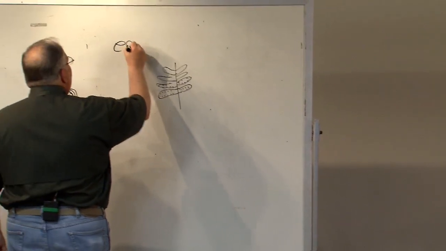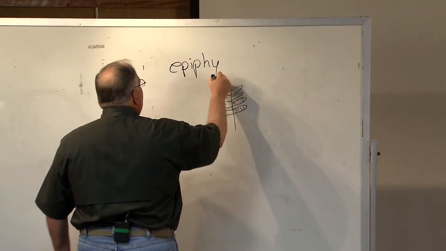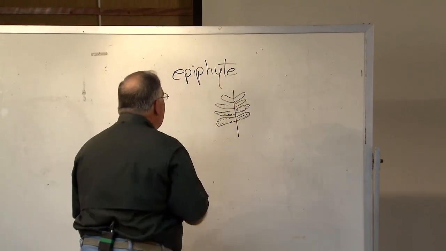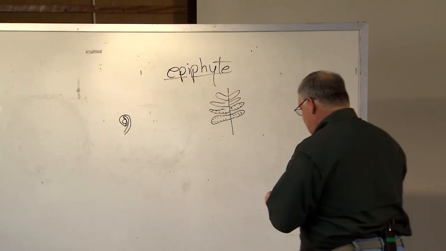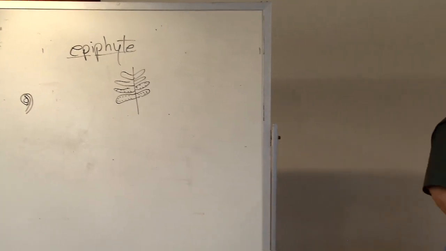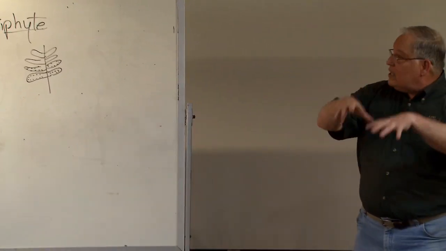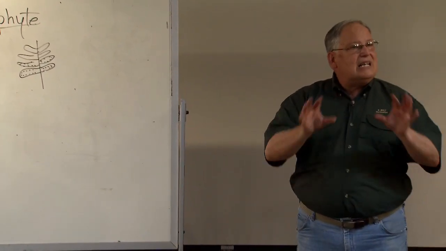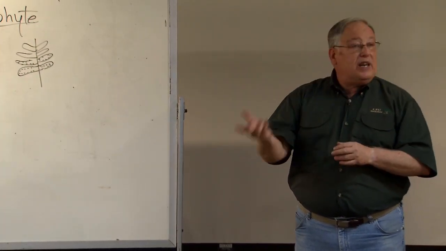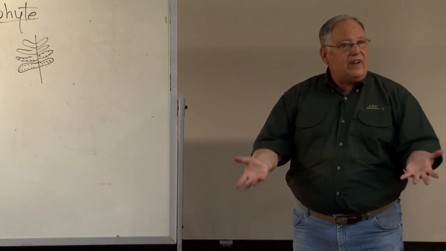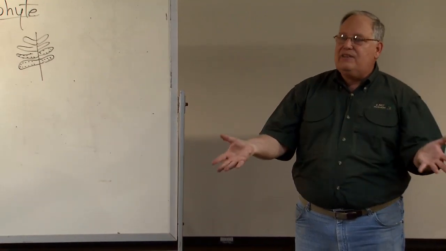We do have one fern. I'd like you to remember this word, epiphyte. That means upon a plant, epiphyte. An epiphyte is a plant that grows on another plant. It's not a parasite, doesn't attack or take anything from the plant. It just sits on it, grows on it. Spanish moss is an epiphyte, just hangs on the trees, doesn't take anything from the trees.